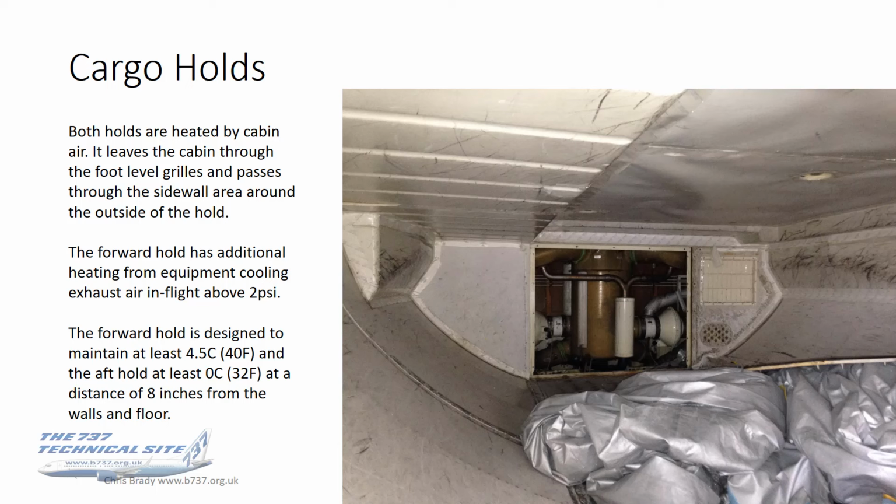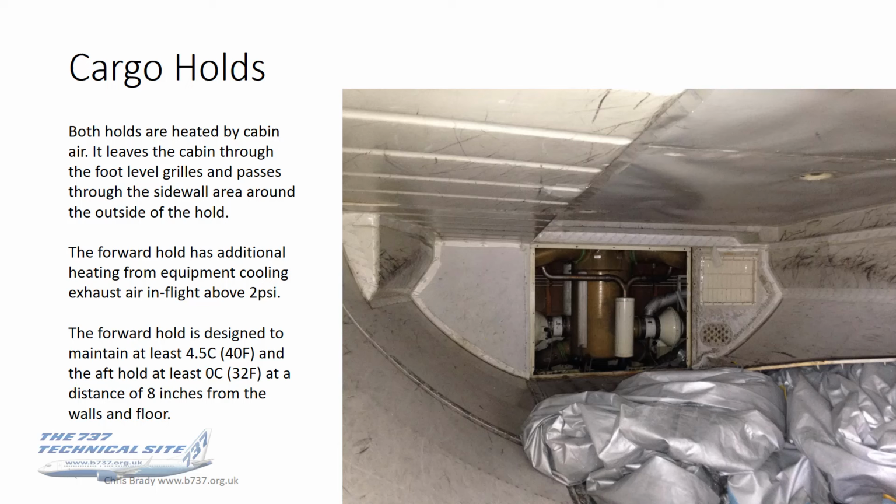Now this is important. The holds do not directly get cabin air inside them. And this is for fire suppression and smoke containment reasons. So the holds are heated indirectly by warm air from the cabin passing around the outside of them, not through them. The forward hold, which is actually the one we're looking at here, and you know that now because you can see the mixed manifold there, therefore it must be the forward hold. This has got additional heating from equipment cooling exhaust air in flight above 2 psi when you hear that valve close.